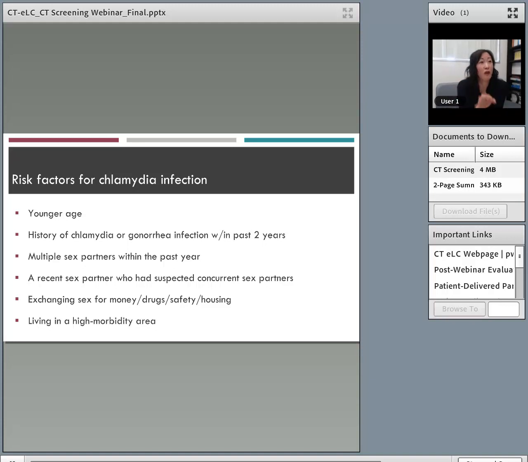I think this is actually really important, the fourth bullet, which is, did their recent sex partner actually have a partner at the same time that they were having sex with them? This is something that Holly, who you just heard from, worked on for several years, and that's really asking somebody who says, well, I only have one partner: is it possible that partner has other partners? And if it is, then that is someone who should be screened for chlamydia. Also any exchange sex, so money, drugs, shelter, housing, and folks who live in a high morbidity area. Some high morbidity areas recommend screening of women beyond the age of 25.